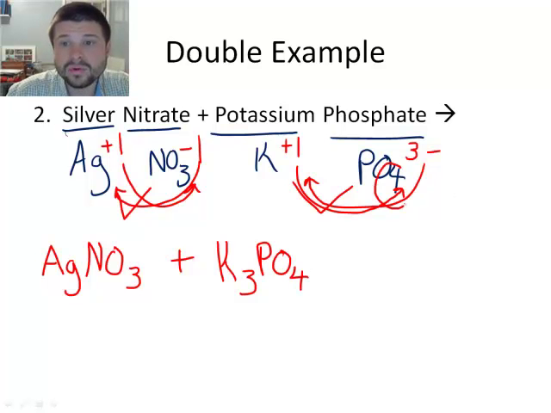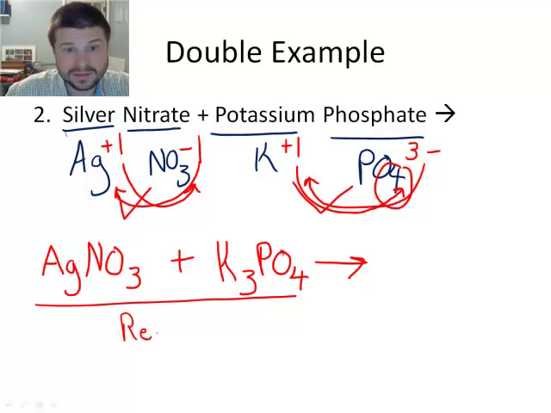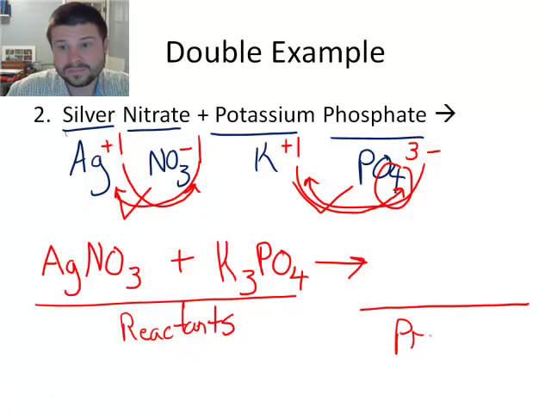Notice there that I did not move the 4. If something is already down below the letter, it's going to stay down below the letter. The only things I ever move down or switch are the things that are up top, the charges. Those are the only things I switch. All right, so now I'm ready to rewrite my compound. I've got my reactants over here. And now I want to figure out what my products are. The products.